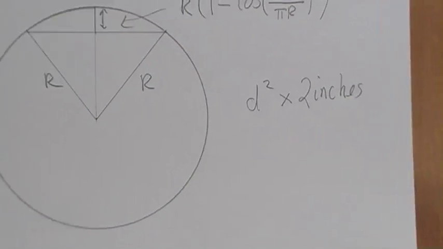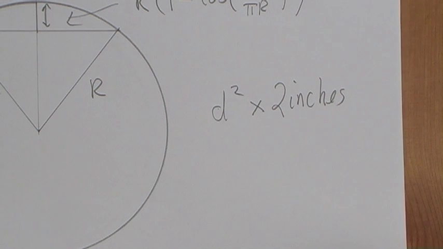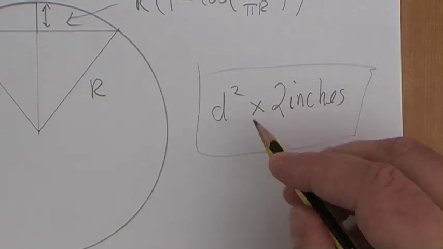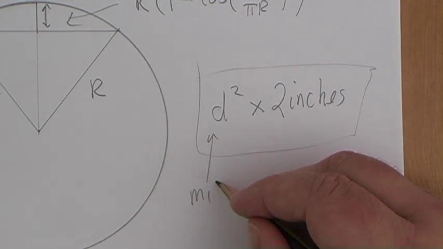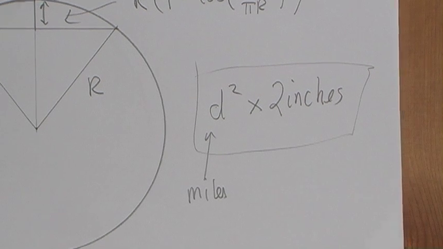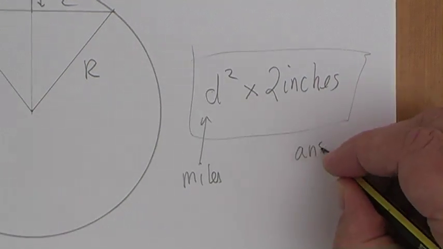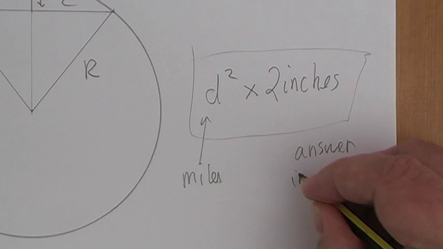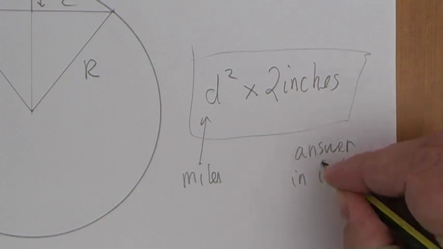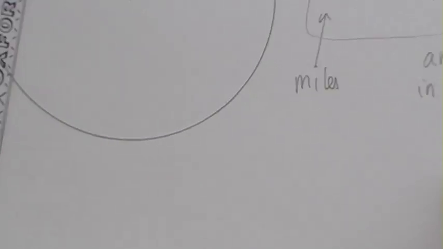Right? So that's your nice little simple rule of thumb for this one. D squared in miles times 8 inches, and that'll give you the answer in inches.